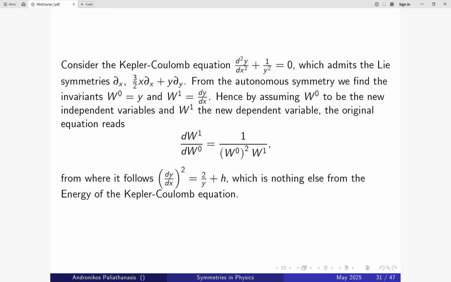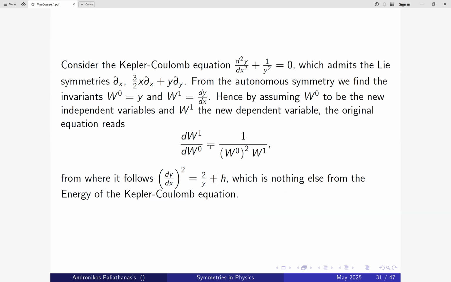So as you can see, the ratio is related to the admitted symmetry. From the autonomous symmetry, we can construct the following invariants. W0 is a zero-order invariant, W1 the first-order derivative. By assuming W0 to be the new independent variable and W1 the new dependent variable, we want to express the differential equation in terms of the invariants. We want to remove x and y, so we express everything in terms of W0, W1. So the second order differential equation is reduced to a first order differential equation, this one. And this one can be integrated very easily. Now, from here, we integrate and we replace W1 with the first order derivative and W0 with y, and we end with nothing else than the conservation law of energy for the Kepler-Coulomb equation.